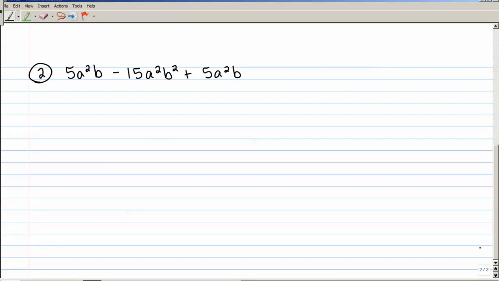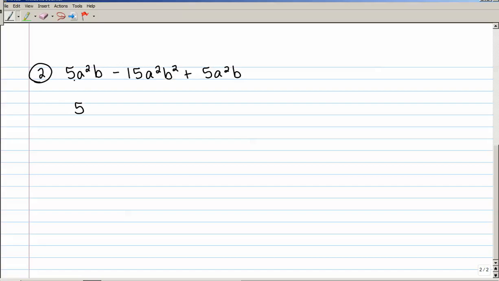5a squared b minus 15a squared b squared plus 5a squared b cubed. So this is a trinomial. I have three terms, and I need to figure out what is the biggest term that will go into all of these. So let's start by looking at the coefficients. I have a 5, a negative 15, and another positive 5. The largest number that will go into all of those is 5.